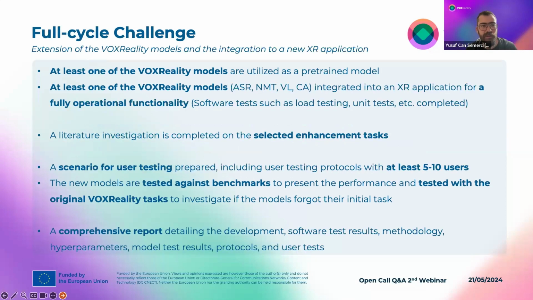And the last one is the full cycle challenge. So this integrates both of the challenges. Here you need to integrate at least one of the models, and you also need to use at least one of the models as a pre-trained model to enhance it. Again, from the list of the enhancement tasks in the previous slide, you can choose one of them to do the literature investigation to enhance the model.